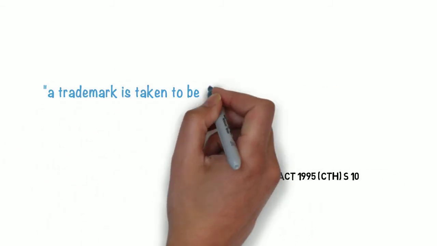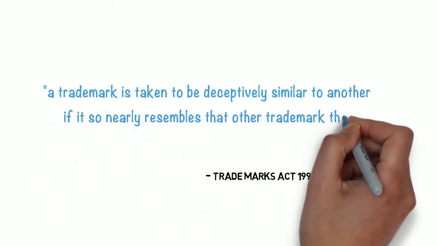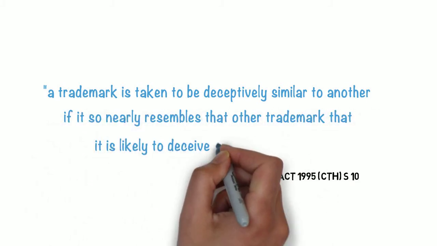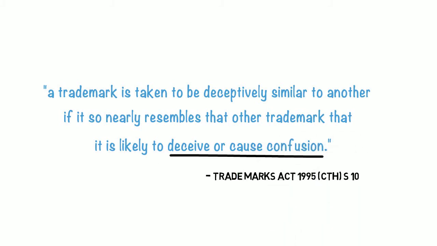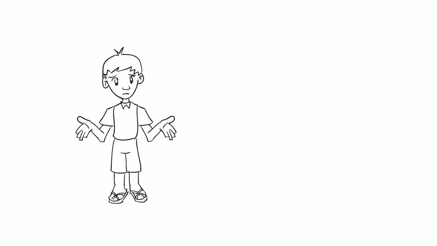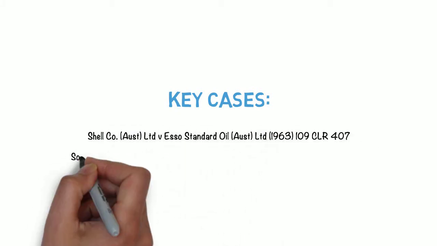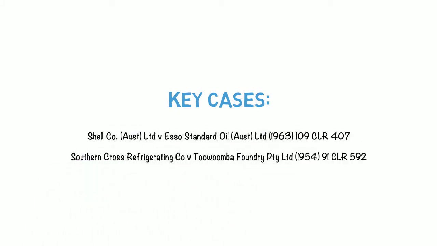According to the Trademarks Act, a trademark is taken to be deceptively similar to another if it so nearly resembles that other trademark that it is likely to deceive or cause confusion. You might be thinking that this sounds like a fairly subjective definition, and you would be right. However, the test to determine deceptive similarity has been helpfully explained in further detail in a number of fundamental cases.